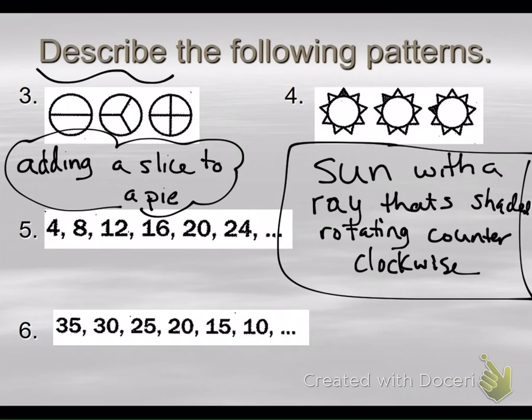Number 5. 28. We are describing the pattern. 28 would be completing the pattern. How did you get to 28? 4, 8, 12, 16, 20. So what are you doing each time? By 4. So adding 4. Good.